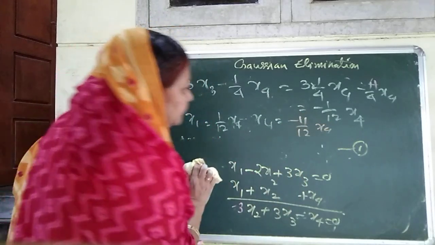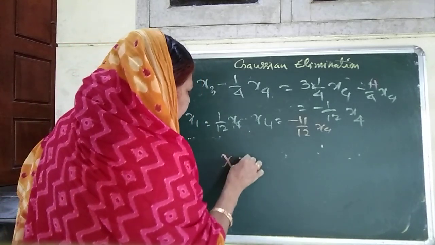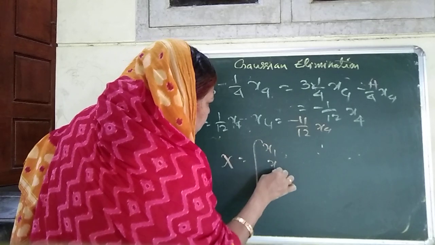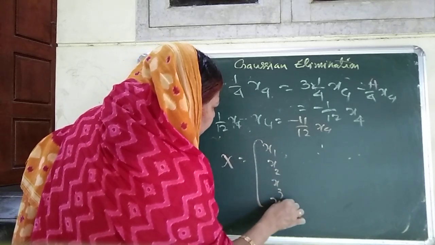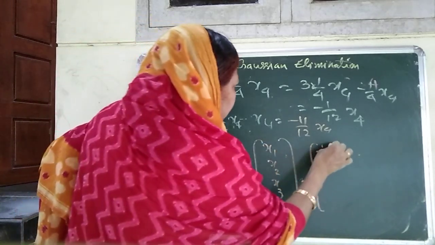Thus we have capital X equal to x1, x2, x3, x4, where x1 is minus 11 by 12.